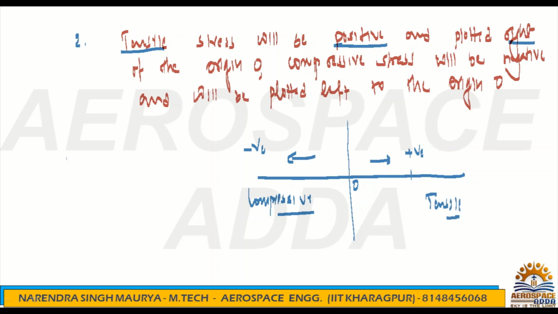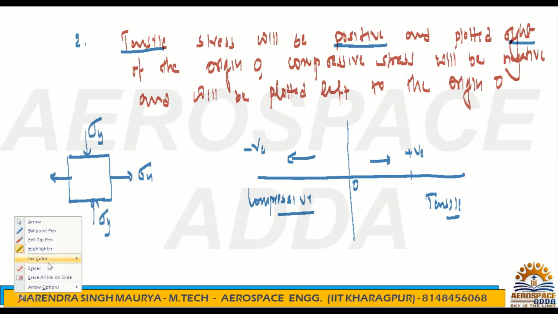Suppose we have sigma x, which is tensile, but sigma y, which is compressive. Sigma y is what? Compressive. So we have to mark sigma y on the left side, somewhere here. This is sigma y, because sigma y is compressive, which is negative, and sigma x, which is tensile, we mark on the right side. This is positive. That's the meaning of it. Okay, this is the common point again.